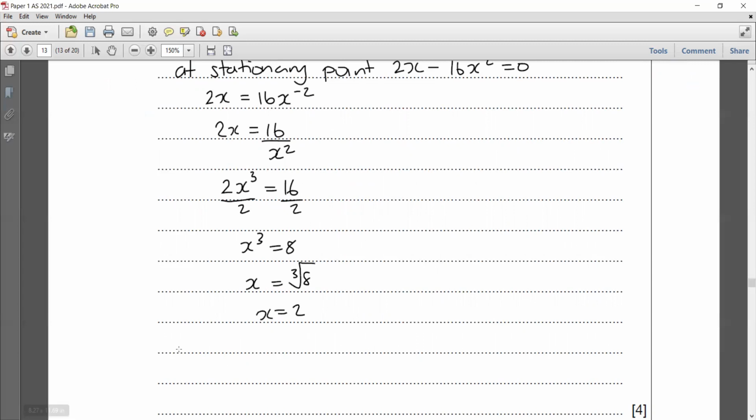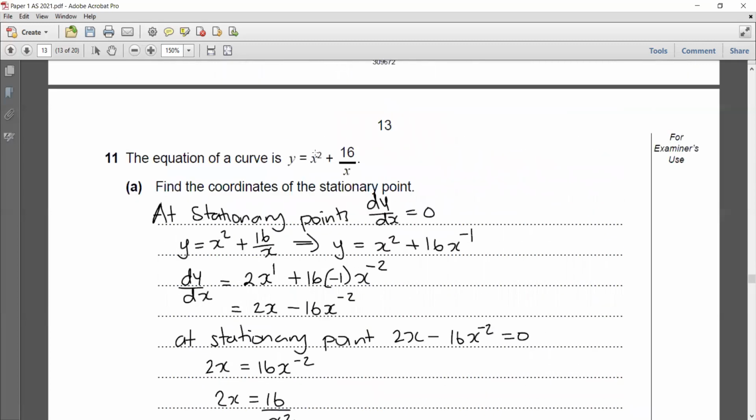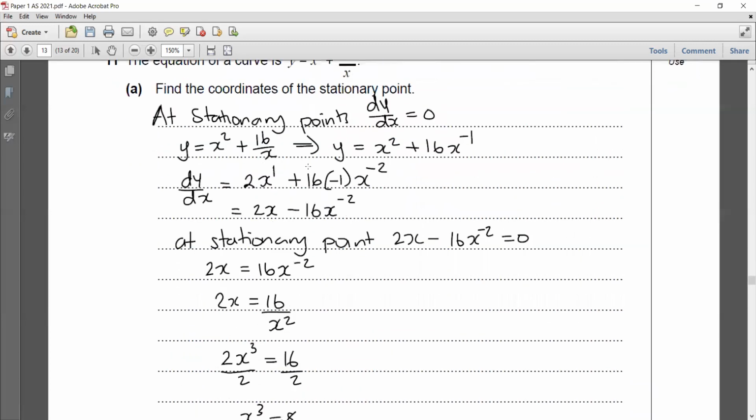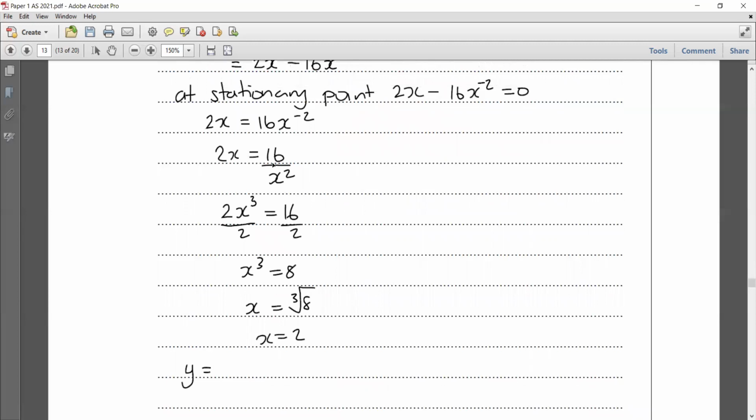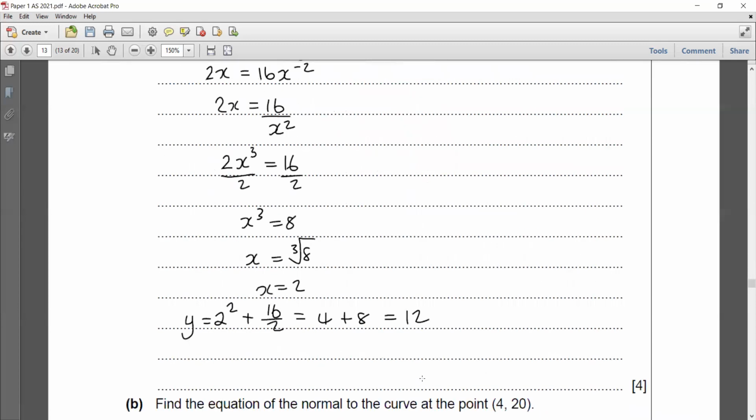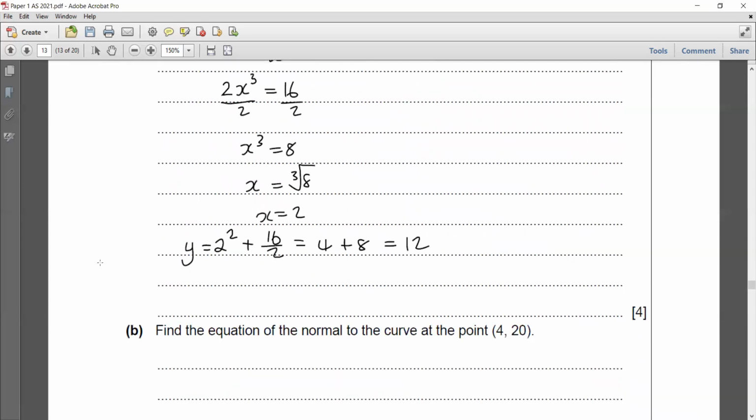Now that you have the x coordinate, you're going to substitute into the formula for y to get the y coordinate. So we have 2 squared plus 16 over 2. So this is 4 plus 8, which is 12. So our stationary point is 2, 12.